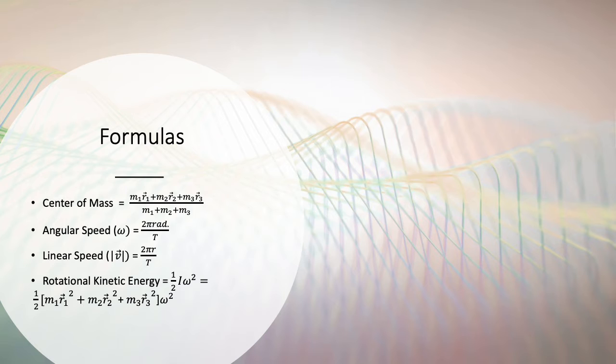And then angular speed is used in the rotational energy, and it's represented by omega, and the formula is 2 pi radians over T. And then linear speed is 2 pi r over T. Rotational kinetic energy is equal to 1/2 I omega squared, and the I is specifically equal to the mass of each of the position vectors times.